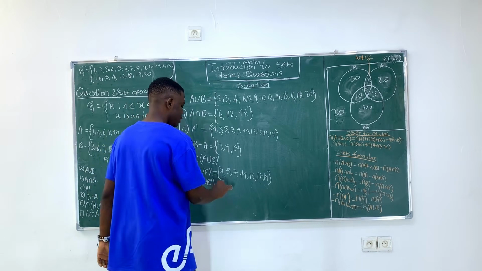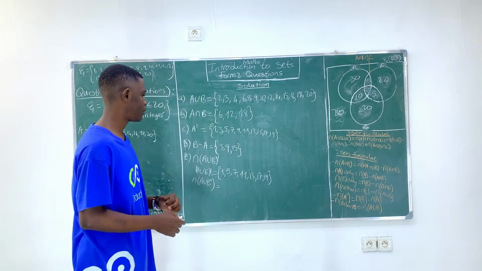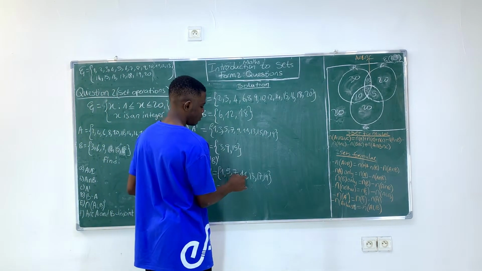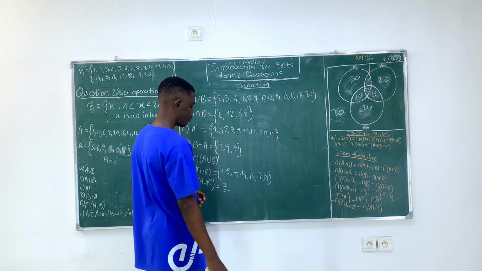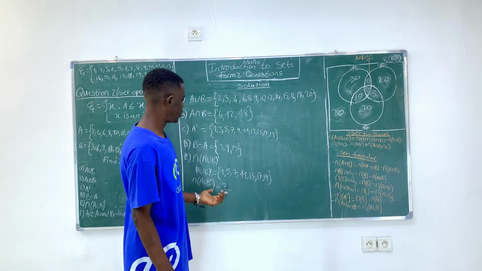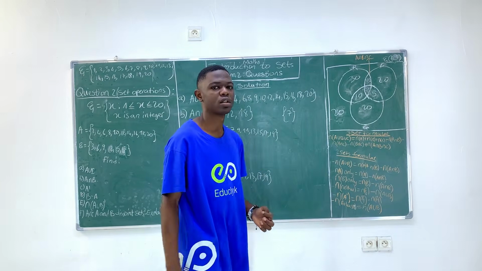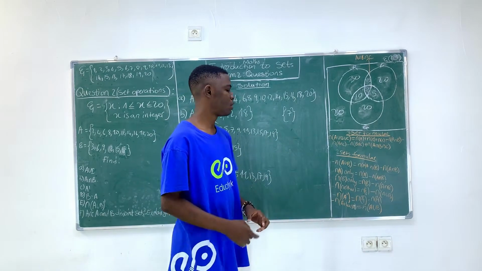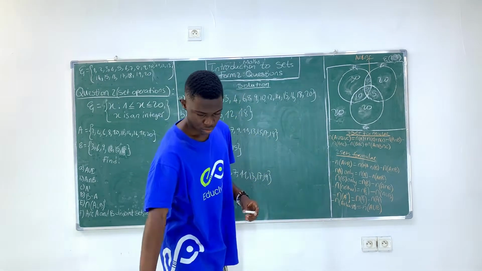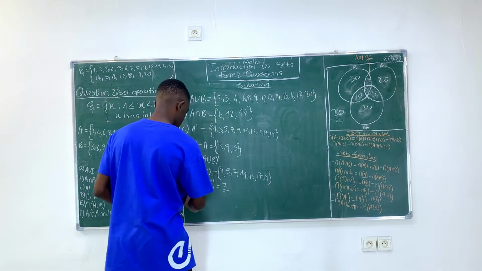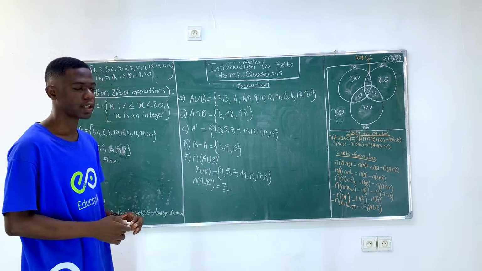Because this is (A union B) prime, they're asking for the number of elements found in (A union B) prime. How many elements are there? 1, 2, 3, 4, 5, 6, 7. When you write this 7, you don't write it like a set, because you're asking for a number. So write the 7 using n notation.